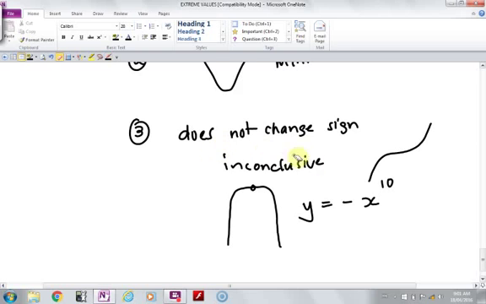So it's inconclusive, but it typically means that you're going to have no extreme values. Okay, so just be aware of that. Everybody okay so far?